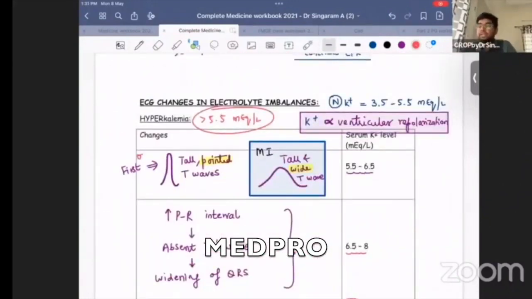Tall pointed T waves and hyperkalemia. Of course, there is one more important set of ECG findings, which I have not yet discussed, which I will be doing in the section on myocardial infarction, MI. That is also important for the exam, but we will be discussing it along with the topic of coronary artery disease later on.